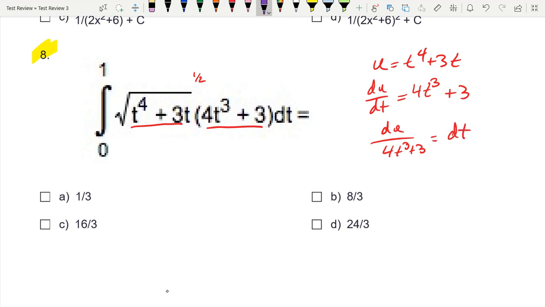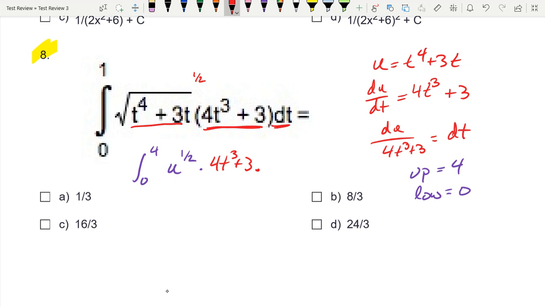We do have bounds, so we're going to go ahead and change those. Upper bound, plug 1 in, I get 4. Lower bound, I'm plugging in 0, I get 0. So we're going to reset up this problem. We're going from 0 to 4, u to the 1/2 power, times the 4t cubed plus 3 from right here. And instead of dt, I'm going to plug in what dt is: du over 4t cubed plus 3. Cancel.